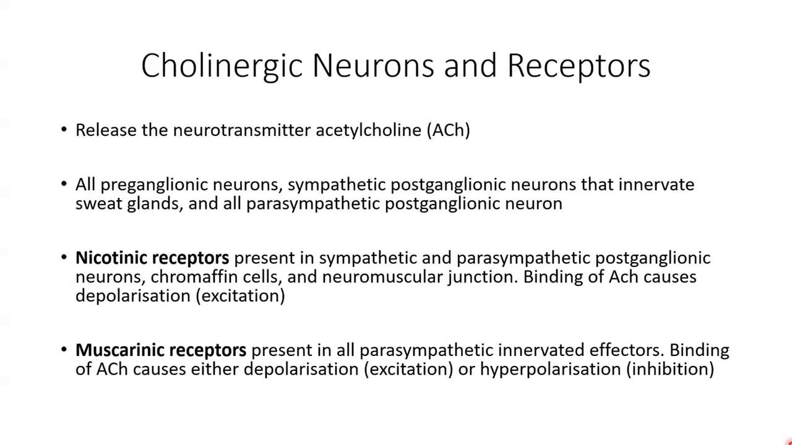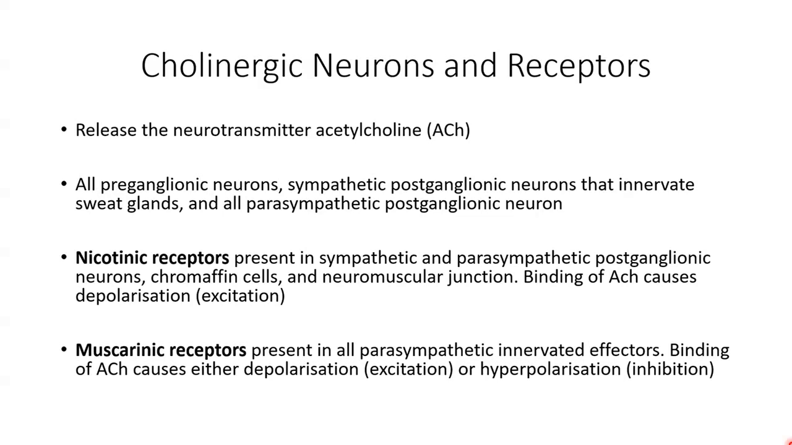So cholinergic neurons release the neurotransmitter acetylcholine. In the autonomic nervous system, cholinergic neurons include all of our sympathetic and parasympathetic preganglionic neurons, so the first neuron in all of those chains. They include sympathetic postganglionic neurons that innervate our sweat glands, as well as all parasympathetic postganglionic neurons.